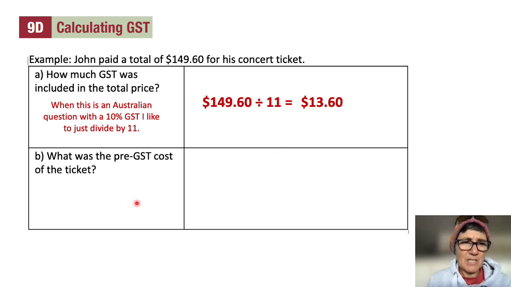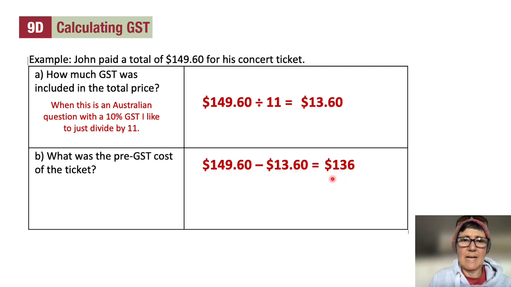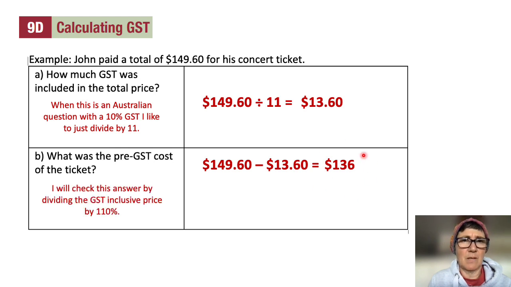What was the pre-GST cost of the ticket? That's what he paid. That's how much went to the government. $136 was the pre-GST cost of the ticket. That's how much the organisers would have received for this one.